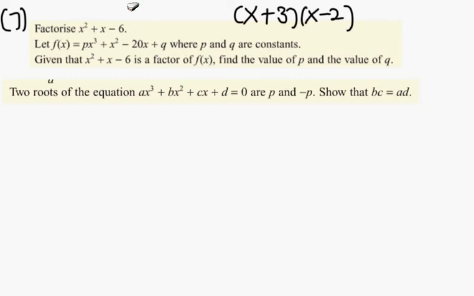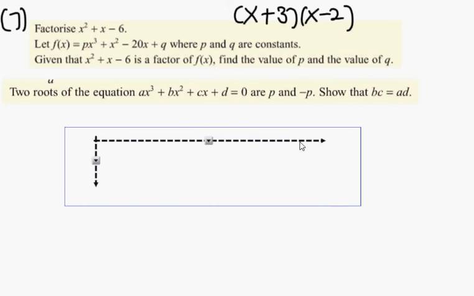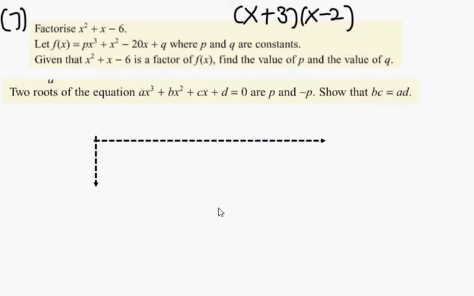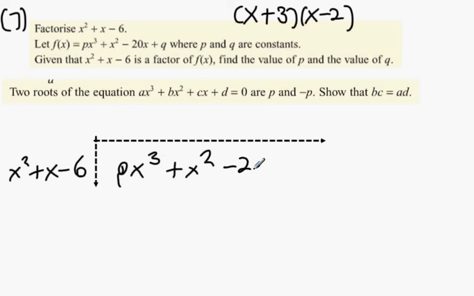Okay, let p of x be px cubed minus 20x plus q, where p and q are constants. Given that x squared plus x minus 6 is a factor of p of x, find the values of p and q. I'm going to show you 2 ways of doing this. The first way is to do long division. Long division, we need to know it anyway. Although you can get around this question by doing another method, you still need to know long division, so you might as well get used to it. Okay? We can divide this into px cubed plus x squared minus 20x plus q.